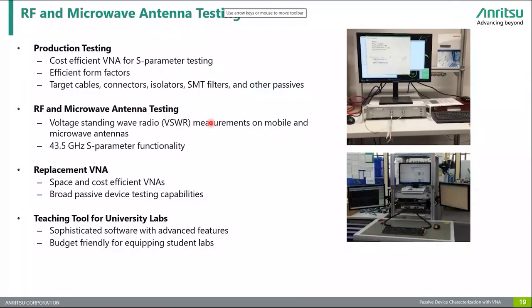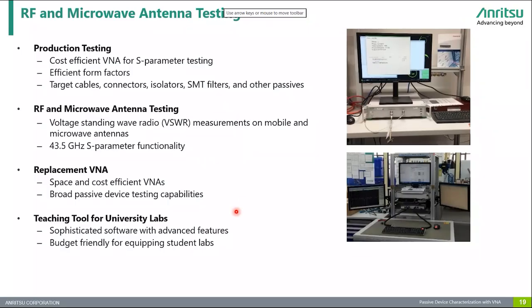Moving to antenna testing, VNAs are essential for measuring VSWR, voltage standing wave ratio, which indicates how well an antenna is matched to its transmission line. Poor matching leads to signal reflection and power loss. With support for frequencies up to 43.5 GHz, these VNAs are well suited for testing mobile and microwave antennas, including 5G and radar systems also.